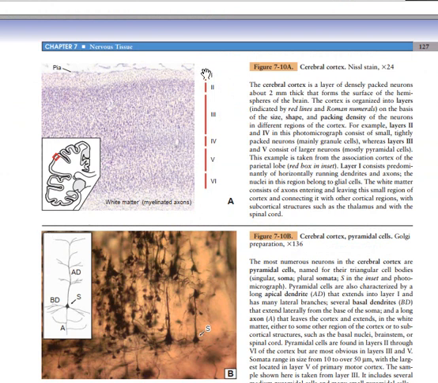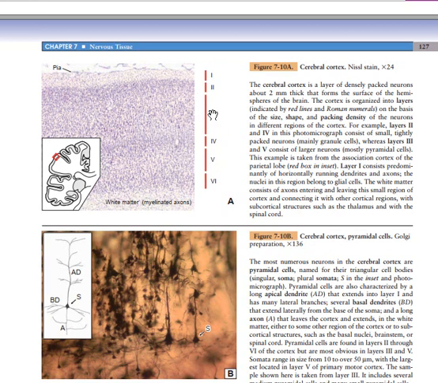Generally you need to know that the cerebral cortex has different layers. It's divided into layer 1 to layer 6, and those parts of the cerebral cortex have different cells which are lining it. Usually you need to know that layer 1 consists predominantly of horizontal running dendrites and axons. Layer 2 and layer 4 usually consist of small, tightly packed neurons.